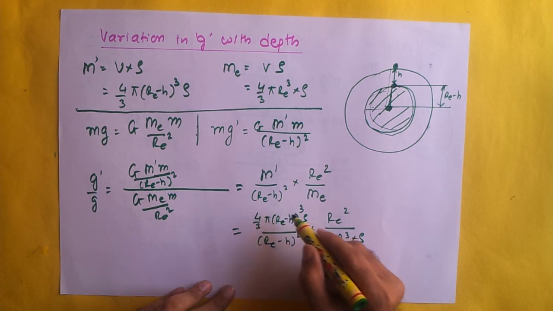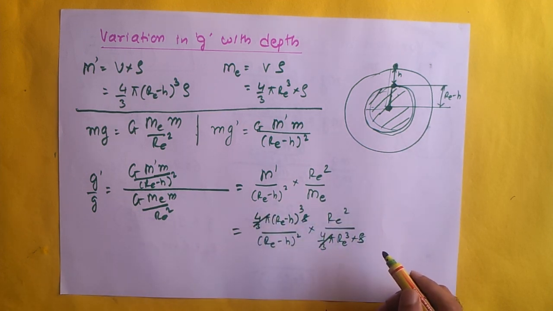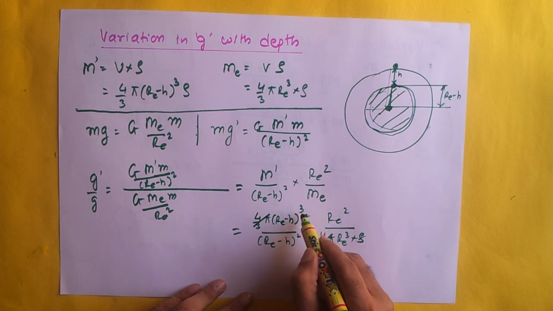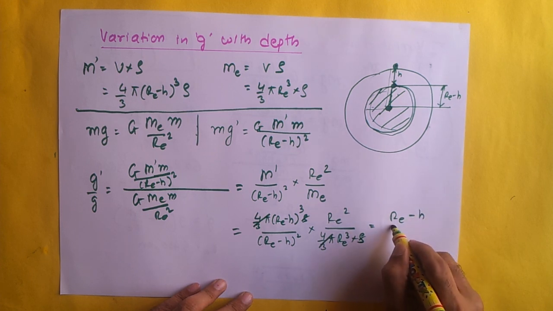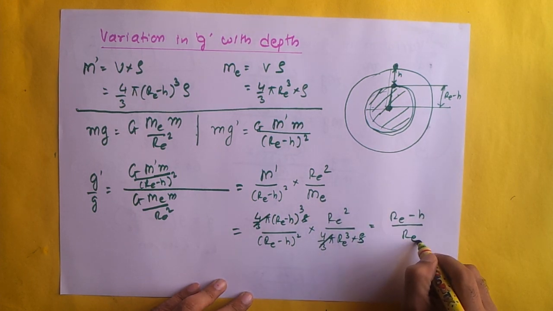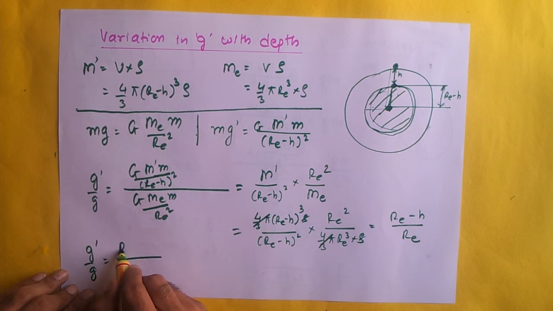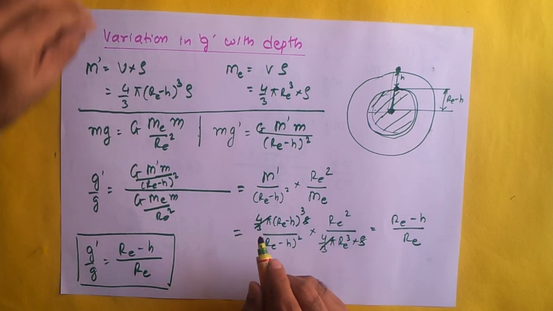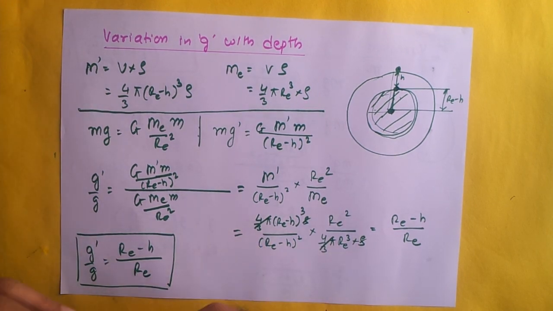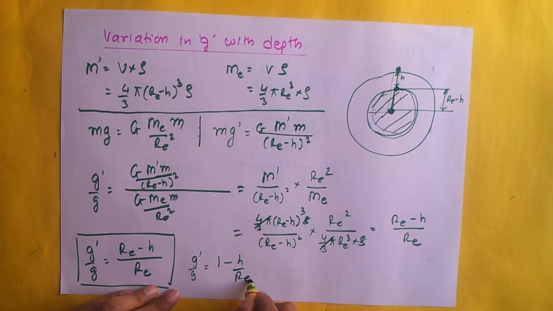4 upon 3 pi, the 4 upon 3 pi would get cancelled, density would get cancelled. This (Re minus h) cube, with this Re minus h square, would give me Re minus h, and Re square gives me Re over here. This is the equation that I get: g dash upon g is equal to (Re minus h) upon Re. Now if I analyze this equation, what I can write down is g dash upon g is equal to 1 minus h upon Re.